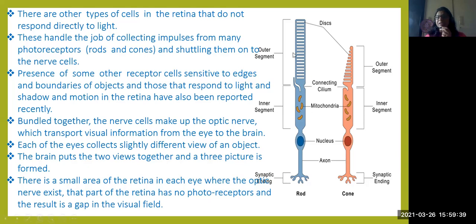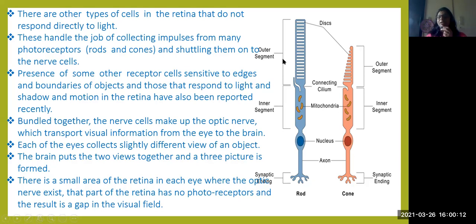But the thing is here, the outer segment is a little bit longer when compared to cones. Both the parts are similar, but the size is a little bit different. So here the outer segment is long, but here the outer segment is less, and they have the discs also. Okay. So this is the difference between rod and cones.